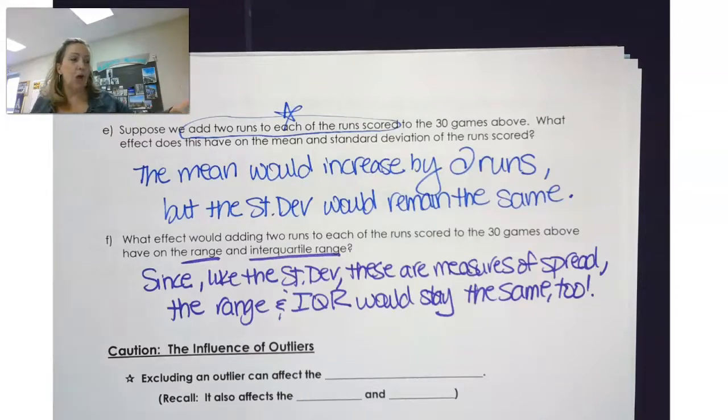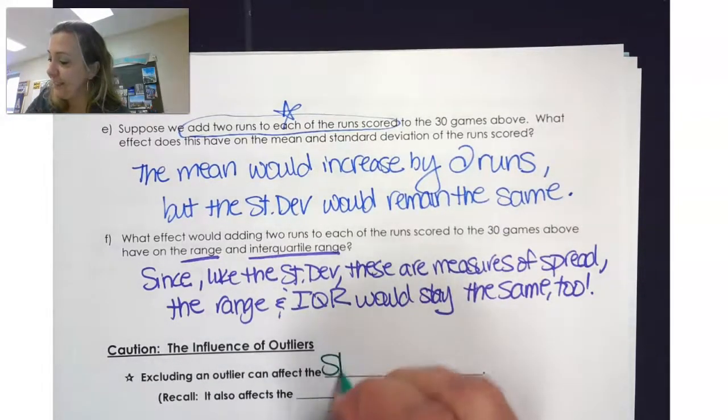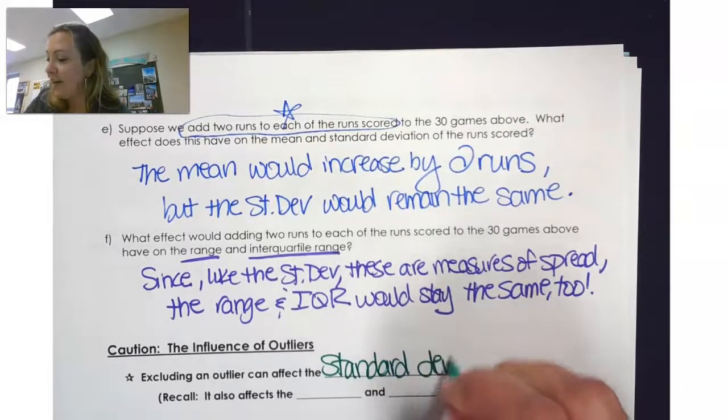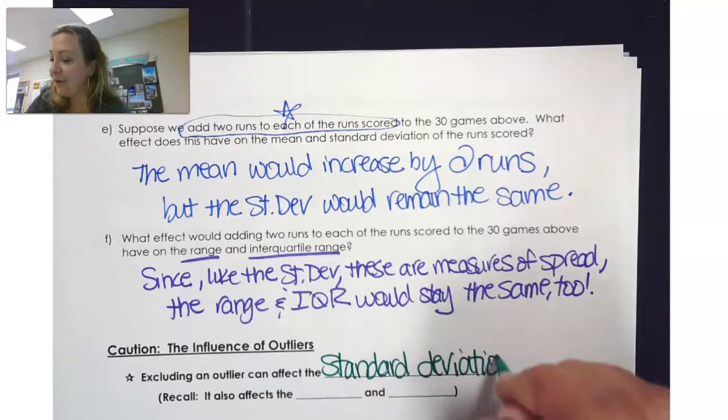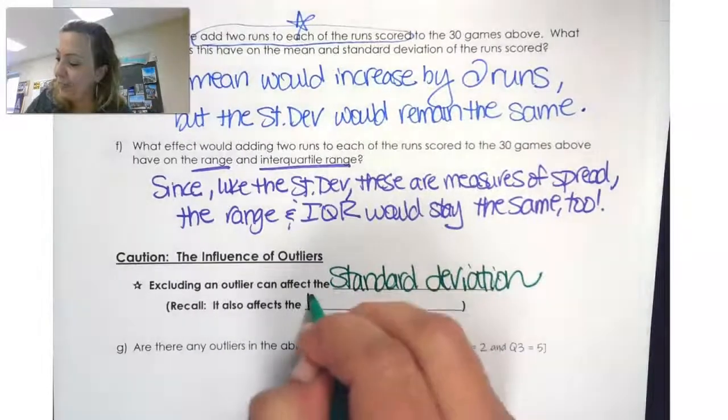So, a little caution about the influence of outliers. One thing is that excluding an outlier can affect the standard deviation. We said in our last chapter that outliers also affect the mean and the range.